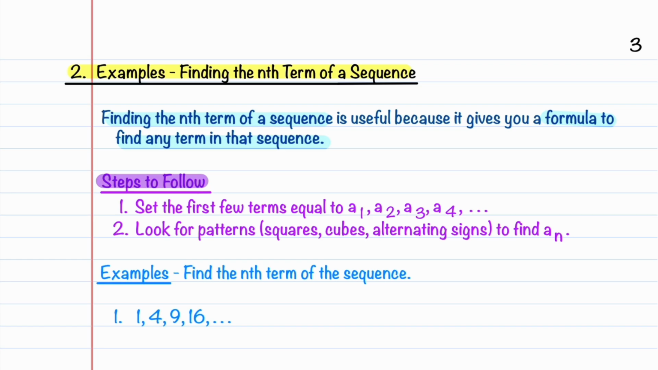When we find the nth term of a sequence, the first step is to set the first few terms equal to A1, A2, A3, A4, etc. And then the second step is to look for patterns. We're going to look for squares, cubes, or alternating signs to find A sub n.